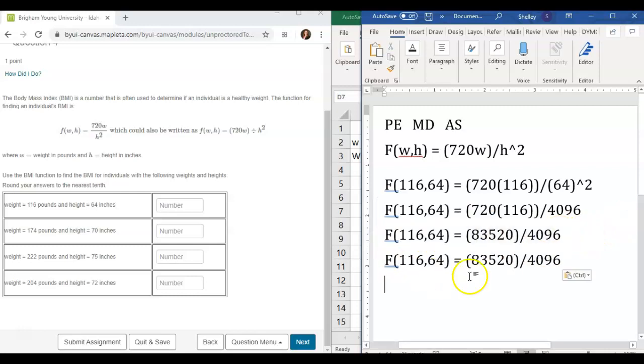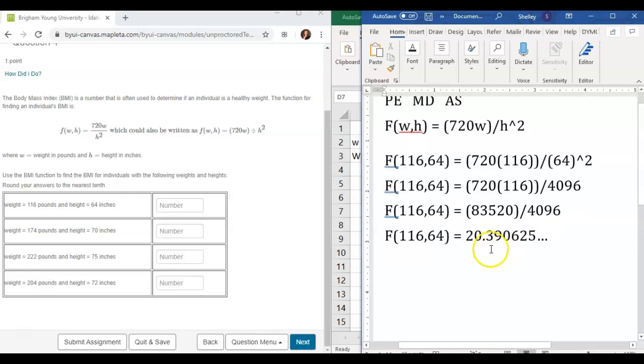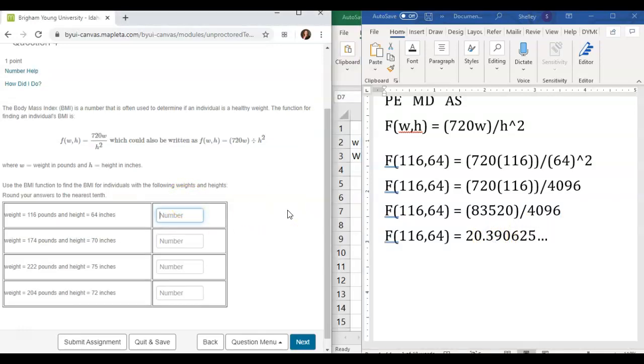Again, I'm going to copy and paste just so that you can see all of my steps. And now we can divide this by 4,096, which gives me 20.390625, and so on. And we were asked to round the answer to the nearest tenth. So that's right here. The 9 will round up the 3 to a 4. So our answer will be 20.4.